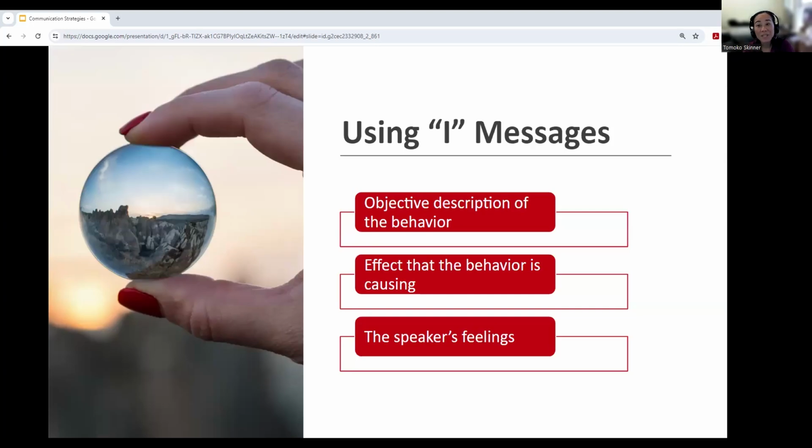Using I messages, the objective description of the behavior. Reacting to statements like your outfit is too casual for this meeting, you mumble all the time, and you're really disorganized can understandably cause feelings of insult and criticism. These statements blame the receiver and may imply superiority.